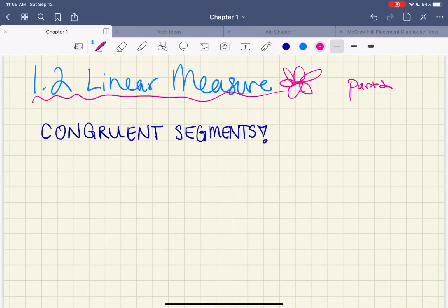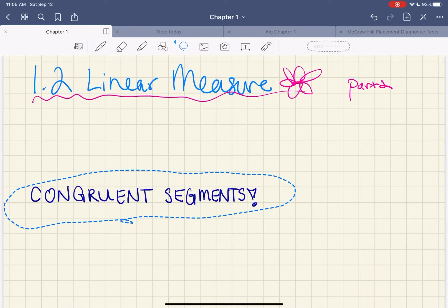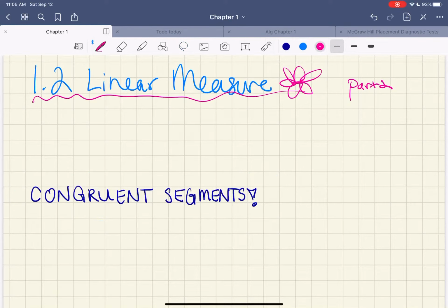Welcome back to 1.2 Linear Measure Part 2. This section is actually going to be talking about congruent segments. I'm going to start off, though, with a try problem from the last thing. I'm going to scoot that down so that you can get a better try problem, because the second example that I gave you with knowing the whole, I would like you to have some practice with that.